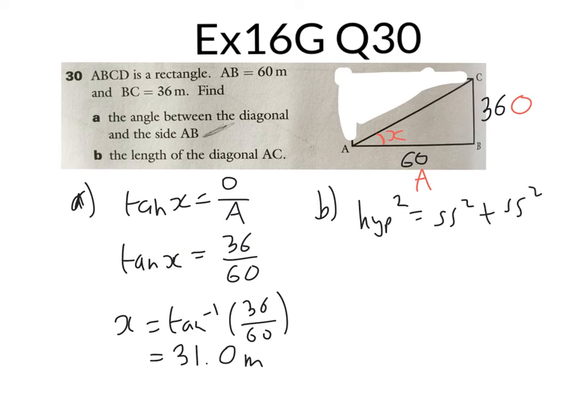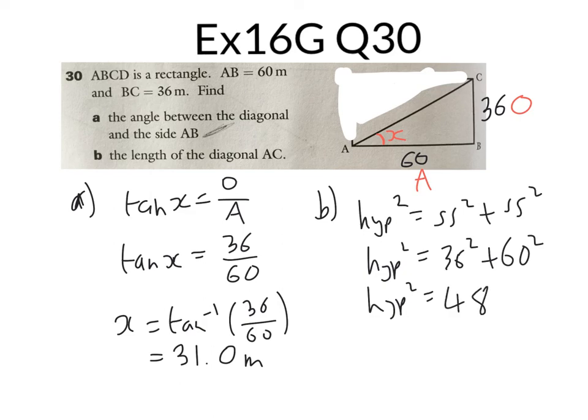So we're trying to work out the hypotenuse squared, which is equal to 36 squared plus 60 squared. Put that in the calculator, we get 4,896. That means that the hypotenuse is going to be the square root of that. So we square root that number, and that gives us 69.97. So I'm going to round that to 70.0 meters.